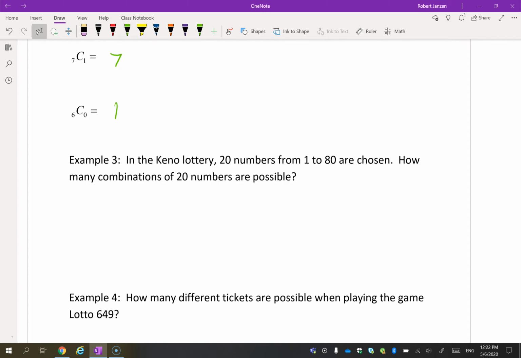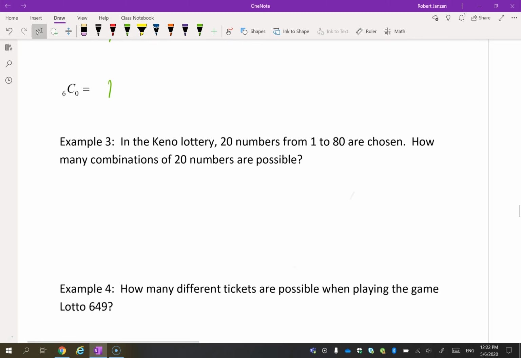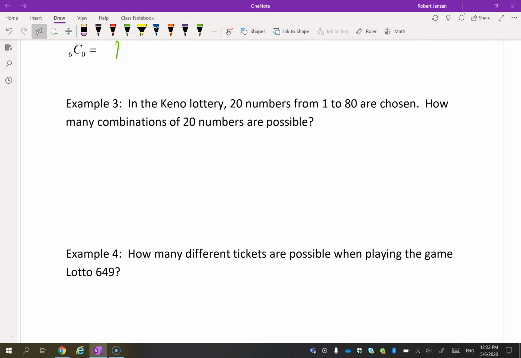Okay, so let's take a look at some examples now. In a Keno lottery, there are 20 numbers from 1 to 80. Again, you have to decide here, is this a permutation or a combination? Now, this lesson is about combinations, so these will be combinations, but you need to understand why. Okay? It even uses the word combinations here. That's a hint. The word chosen is a hint, but let's understand this.